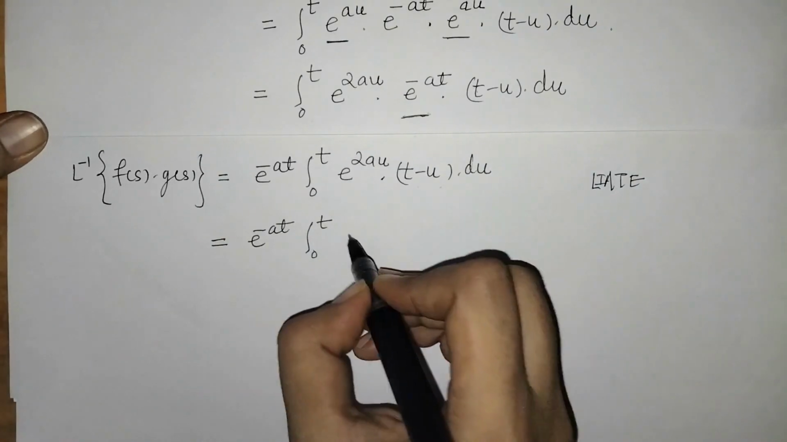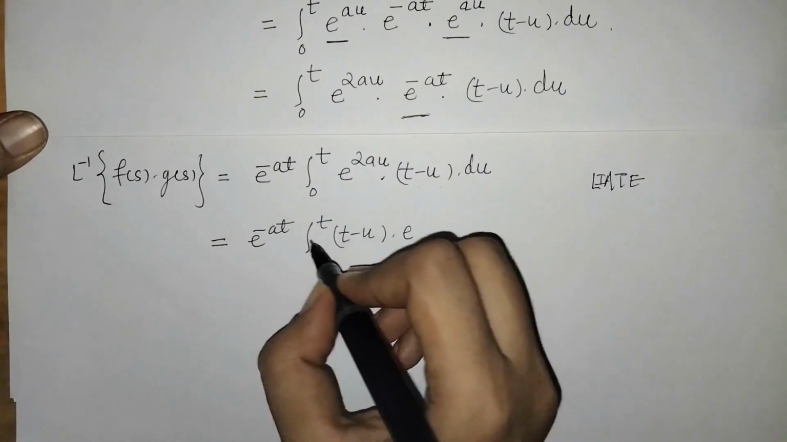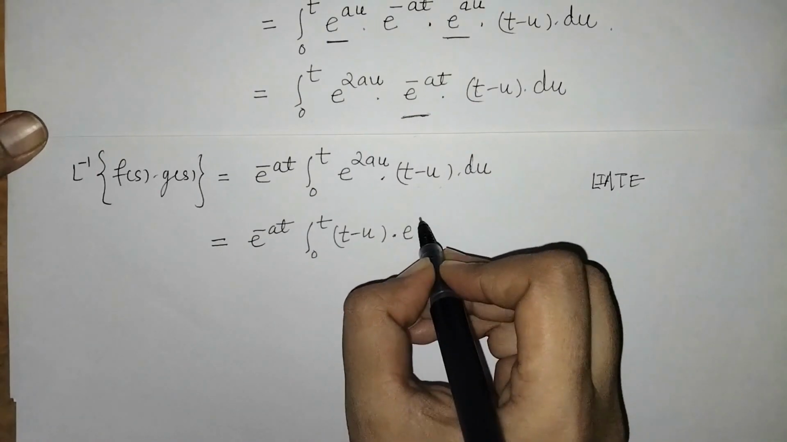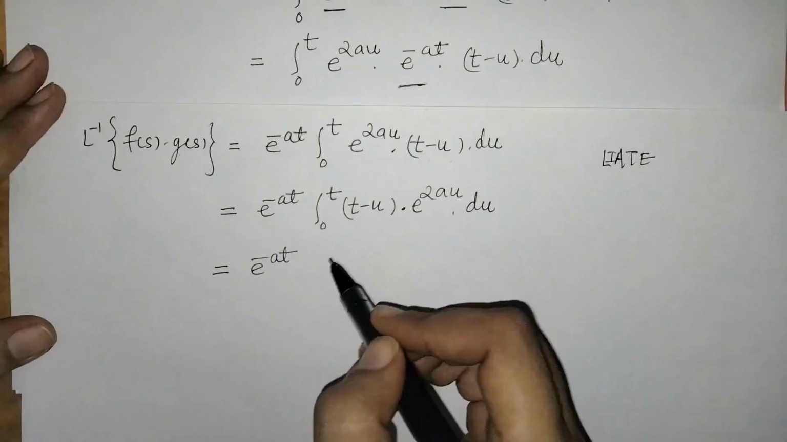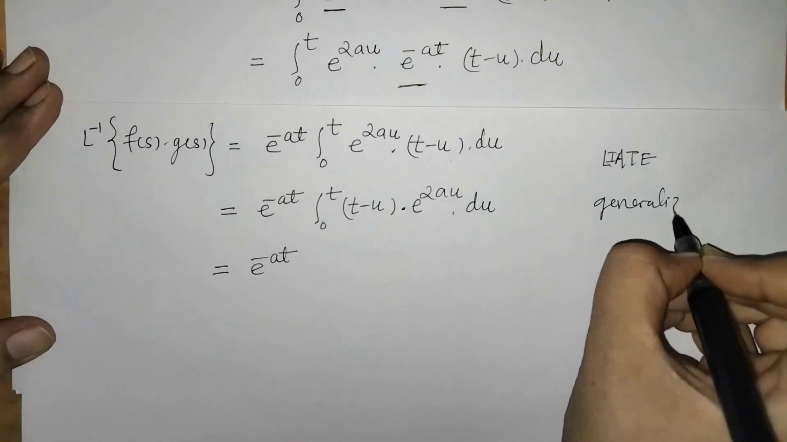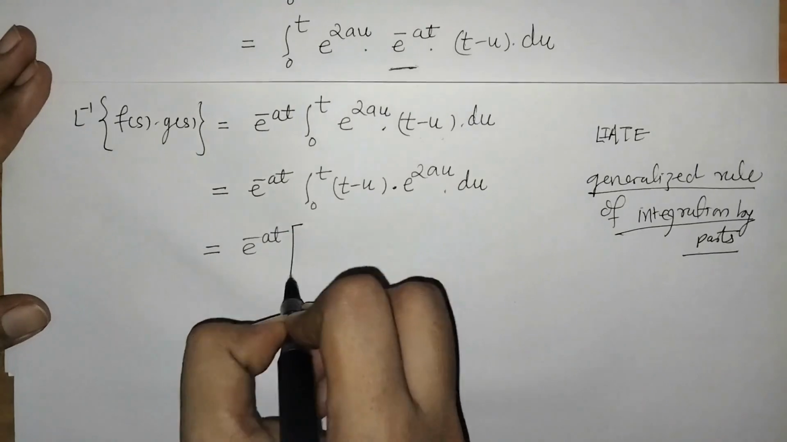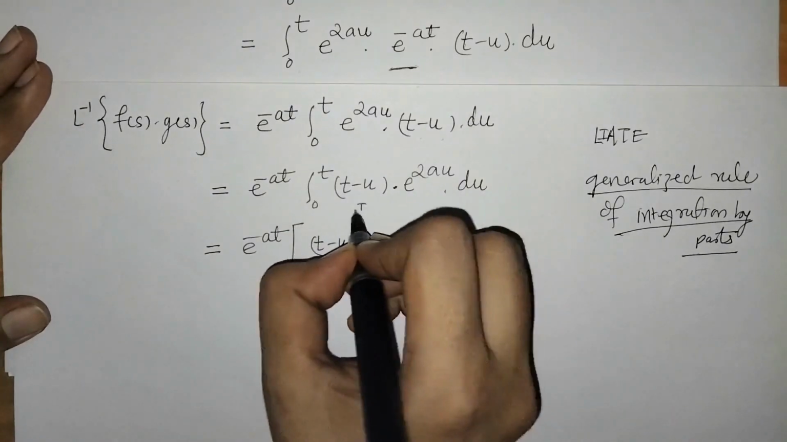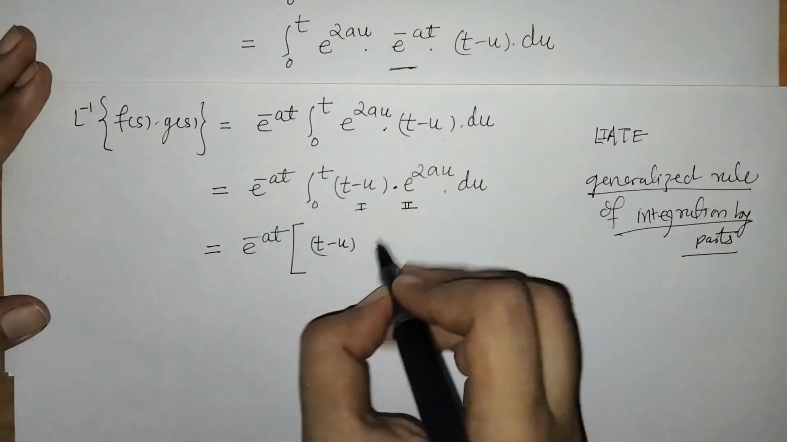So we have to write down this exponential function as the second function. So we have the integral of (t minus u) into e raised to 2au. Here we have to apply the generalized rule of integration by parts. So we have the first function into the integral of the second, with respect to u.